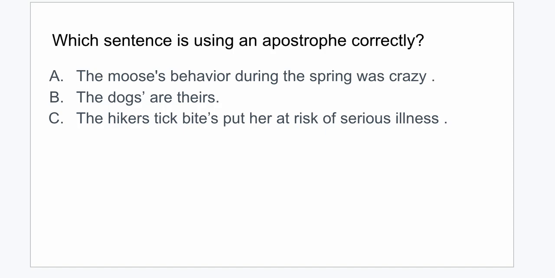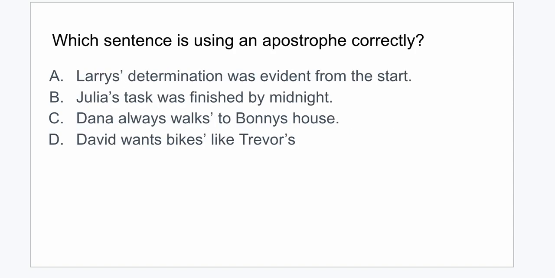So I'm going to ask that you decide which one here, A, B, or C, and put that on your sticky note. This is the second one, number 2. Feel free to pause. And then the third one, same thing, which one uses an apostrophe correctly?